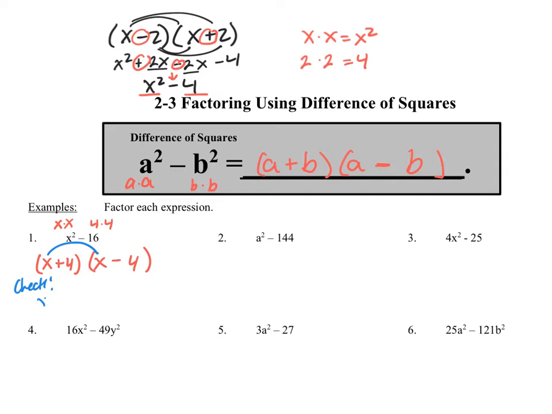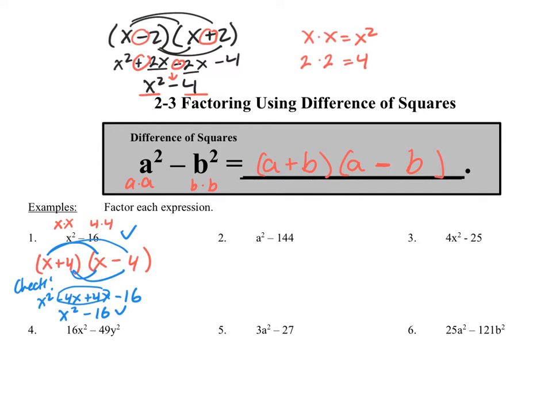So x times x gives us x squared. x times negative 4, we're going to have a minus 4x. 4 times x, plus 4x. 4 times negative 4, minus 16. We can see our middle two terms are going to cancel to 0 and leave us with x squared minus 16, which is what we had started with, so we know we factored it correctly.